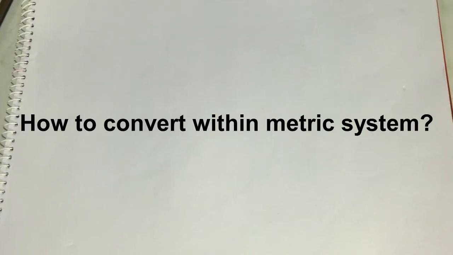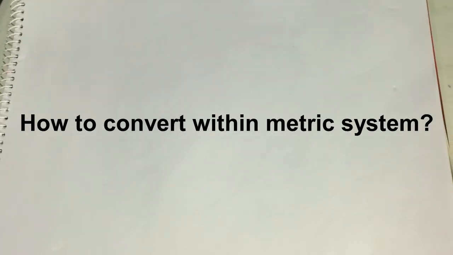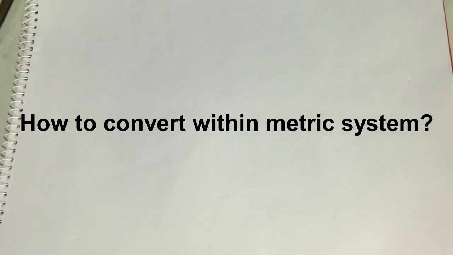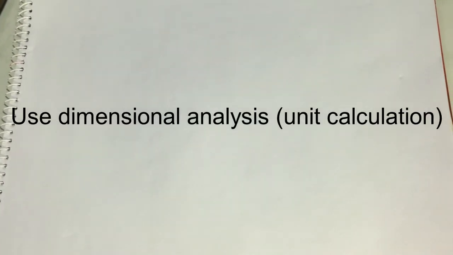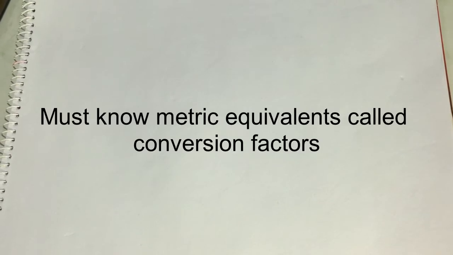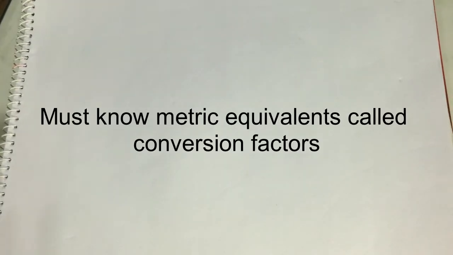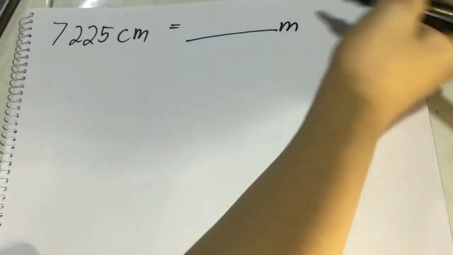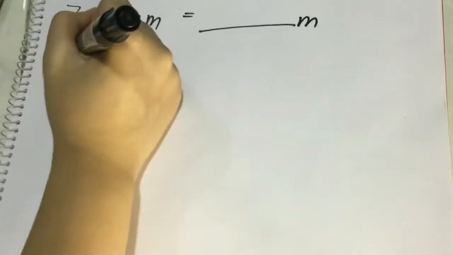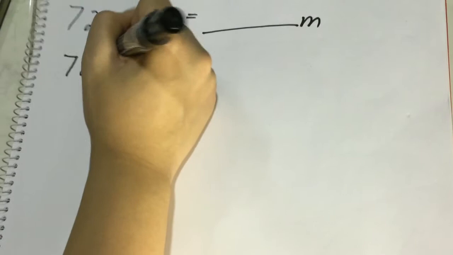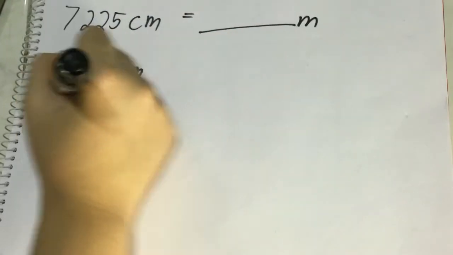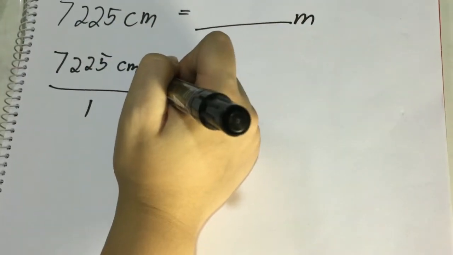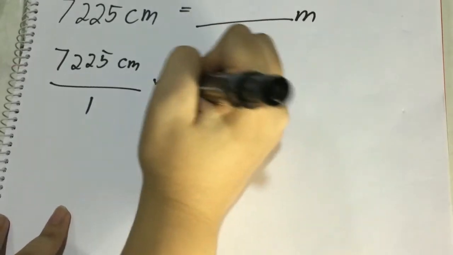Now, how to convert within the metric system? First is to use dimensional analysis or unit calculation, and then you should know the metric equivalents called conversion factors. We can take, for example, 7,225 centimeters is equal to how many meters? First, we write 7,225 centimeters over 1, then multiply.